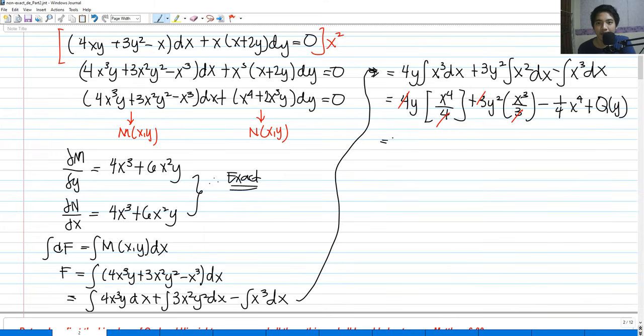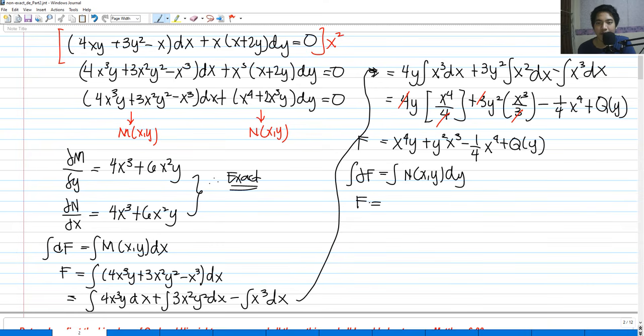Therefore, we have x raised to 4 y plus y squared x cubed minus 1/4 x raised to 4 plus q of y. That's the value of our first f. Okay. Second f, we have partial of f. Integrate with the N of xy dy. So we have f here.